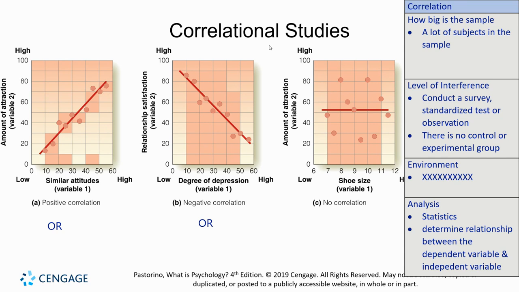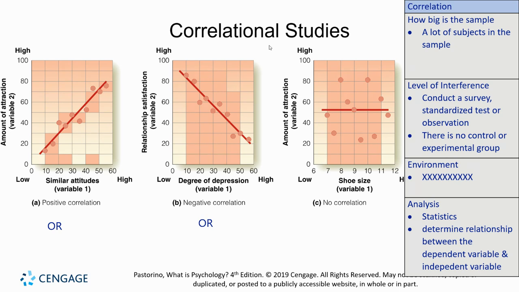Now, hopefully here we're going to have a decent sample. My sample should be large enough for my variables. So if I have two variables, I might need a sample size of 20 or 30. And if I have more variables, I might need a sample size of 50, 100, or 200. That's going to depend on which variables I'm using. Obviously, you have to interfere here because you have to conduct a survey, or do an observation, or do a standardized test. There has to be a way that you're collecting the data, and usually you have to interfere there.